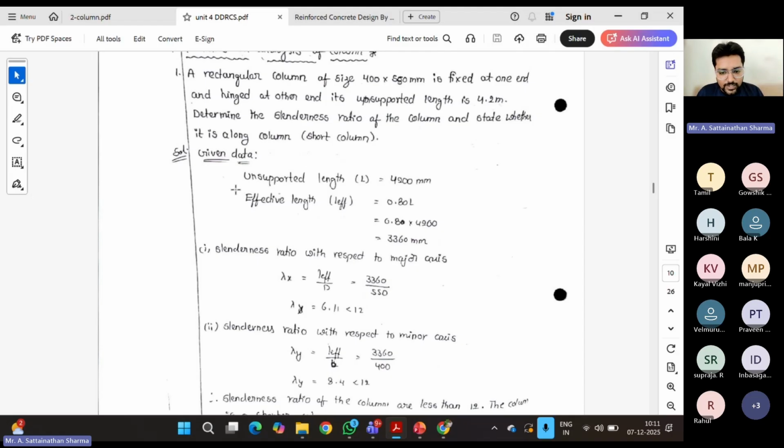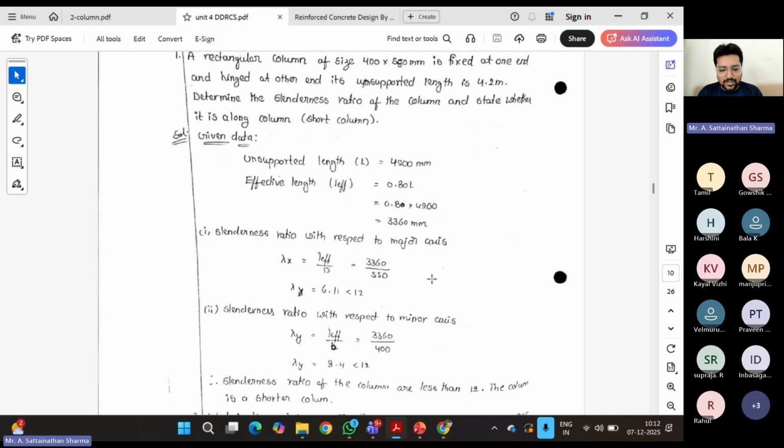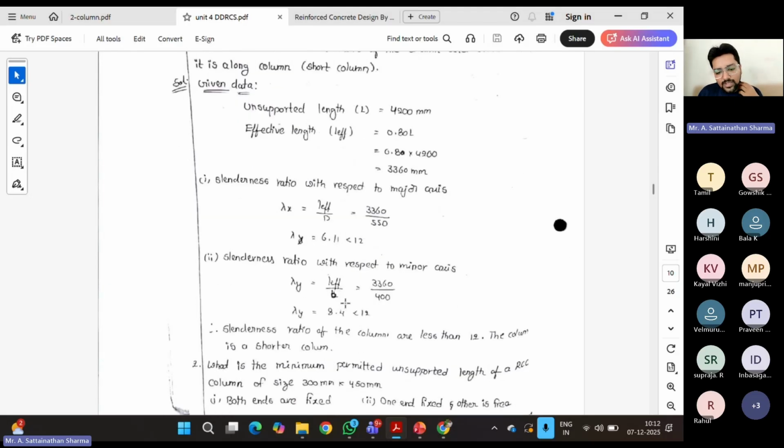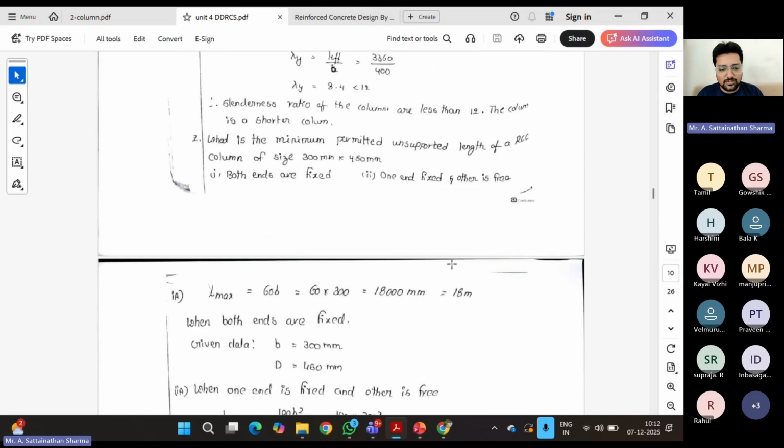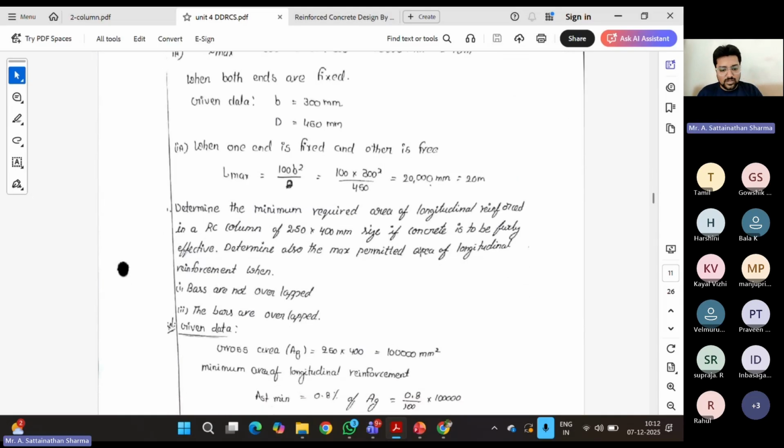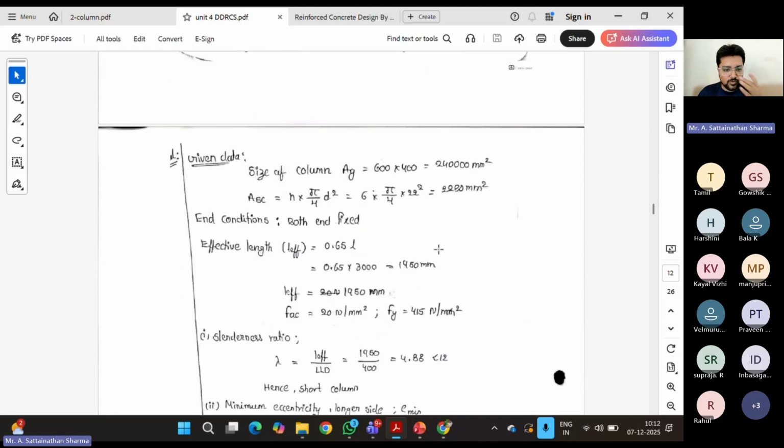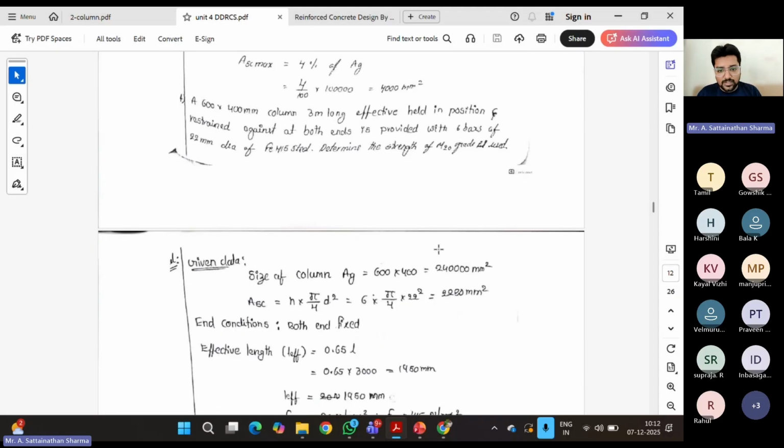For calculating the effective length, the formula from the code book, from table number 28, is 0.8 times L. So they have calculated Le by D as 6.1, and Le by B as 8.4. Both are less than 12, so the column will be a short column, right? This may come as a 2 mark or 3 mark question. Very simple, you just have to substitute. Next, moving on to determine the strength.